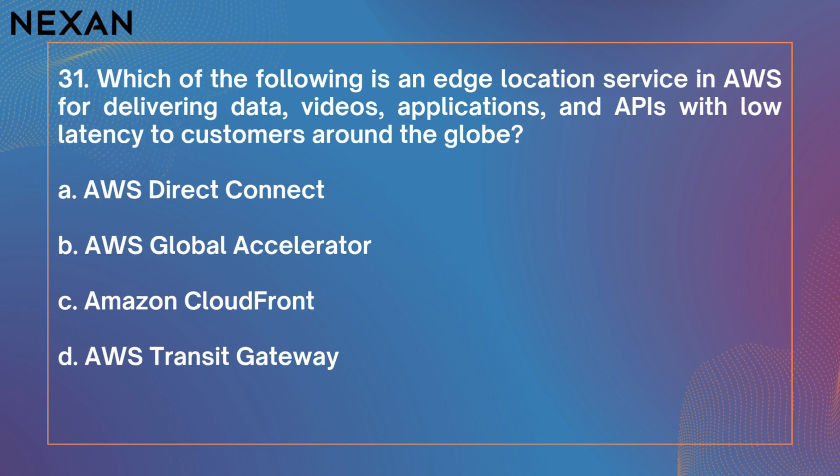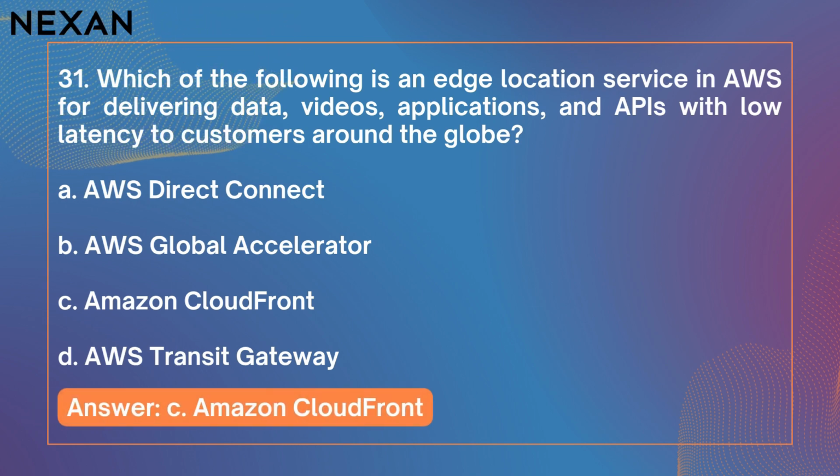31. Which of the following is an edge location service in AWS for delivering data, videos, applications, and APIs with low latency to customers around the globe? A. AWS Direct Connect. B. AWS Global Accelerator. C. Amazon CloudFront. D. AWS Transit Gateway. Answer C. Amazon CloudFront.